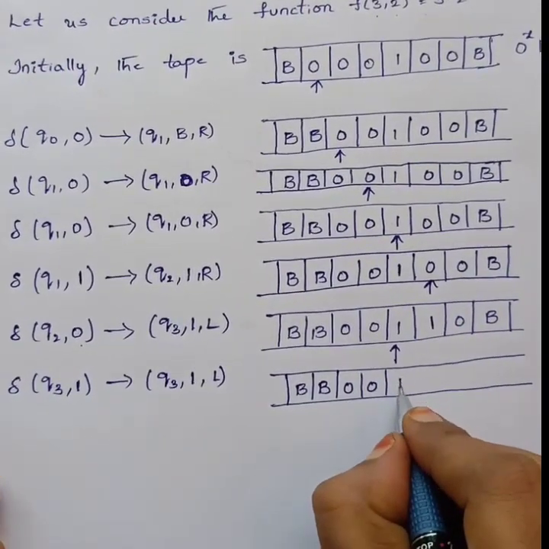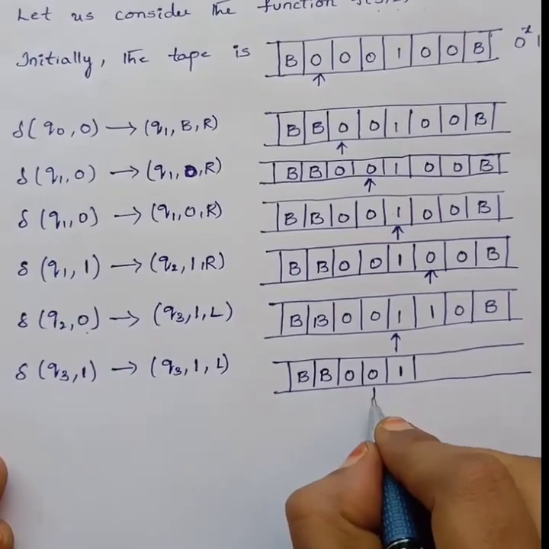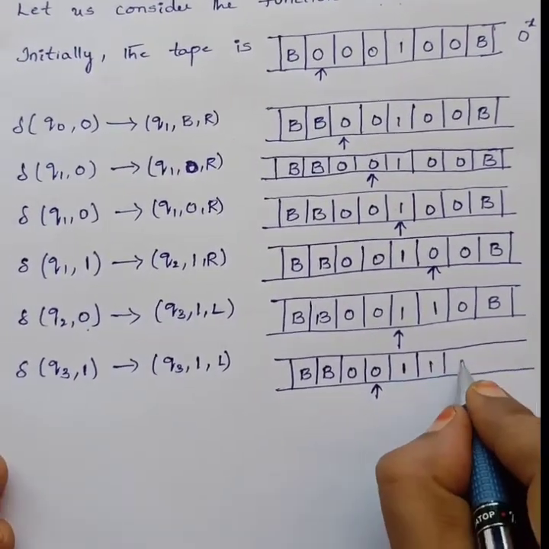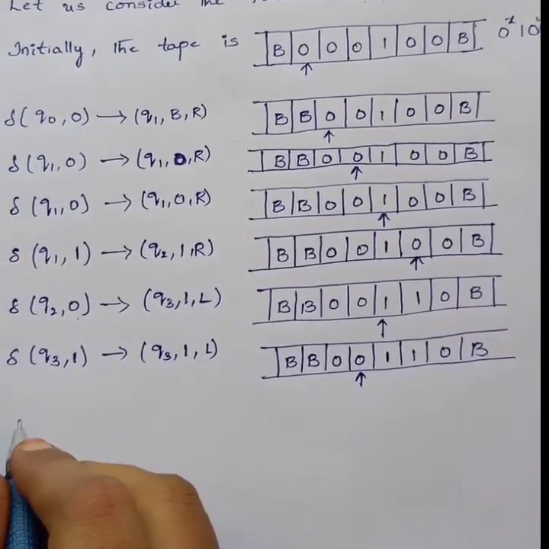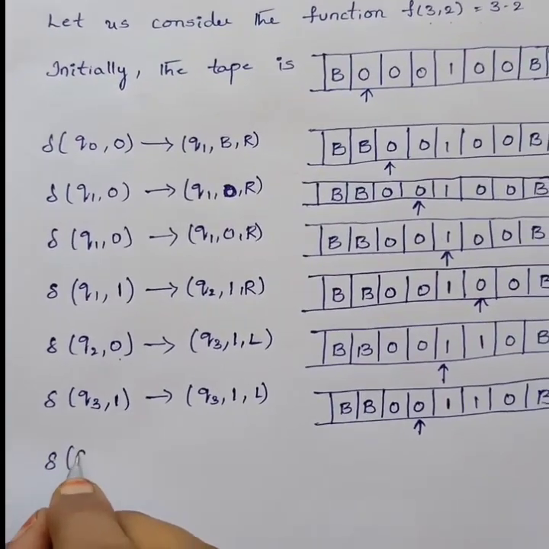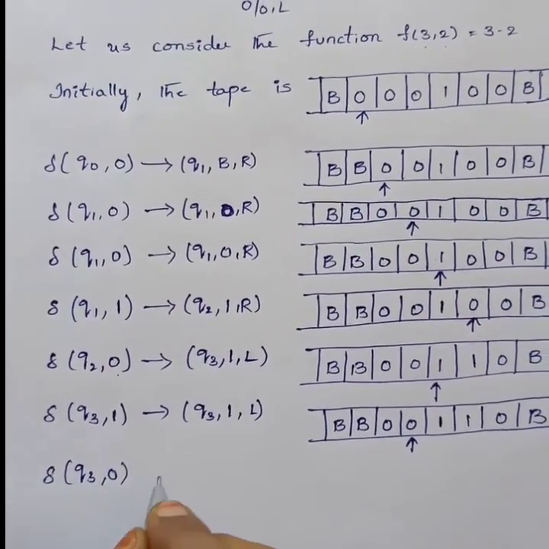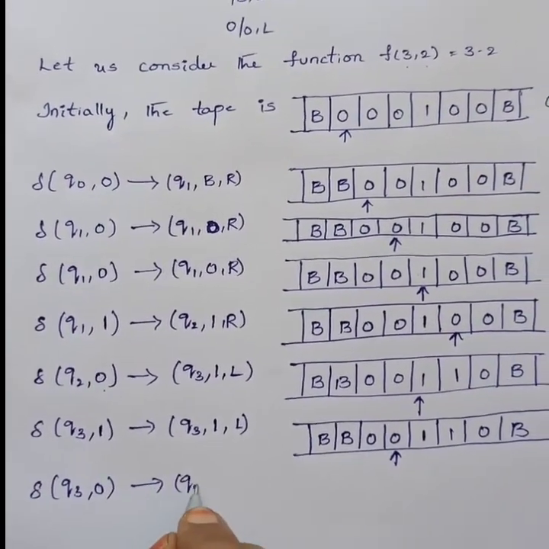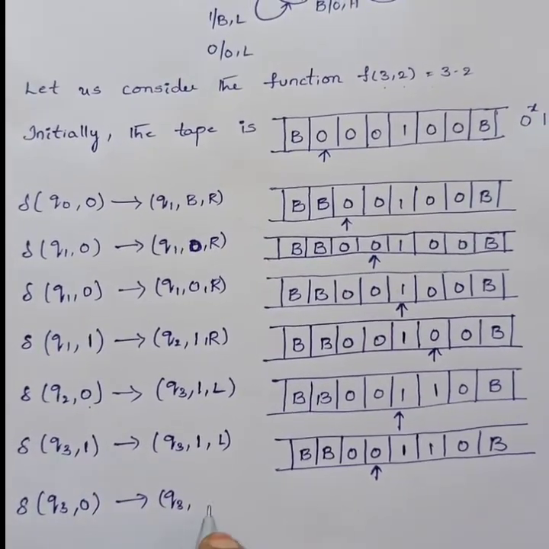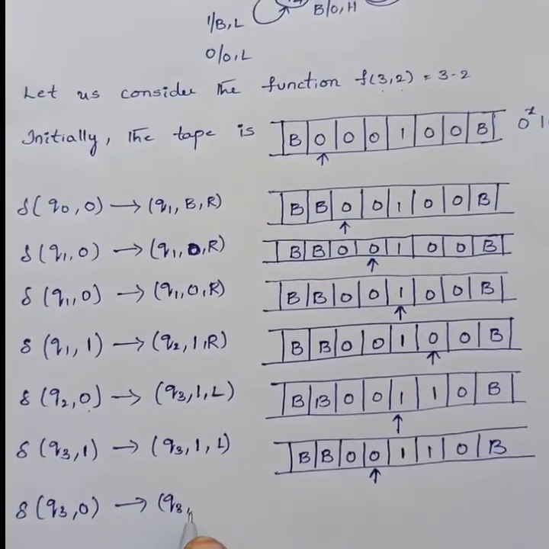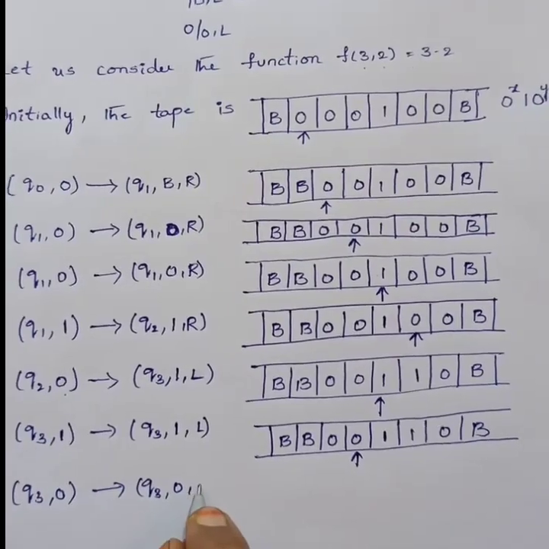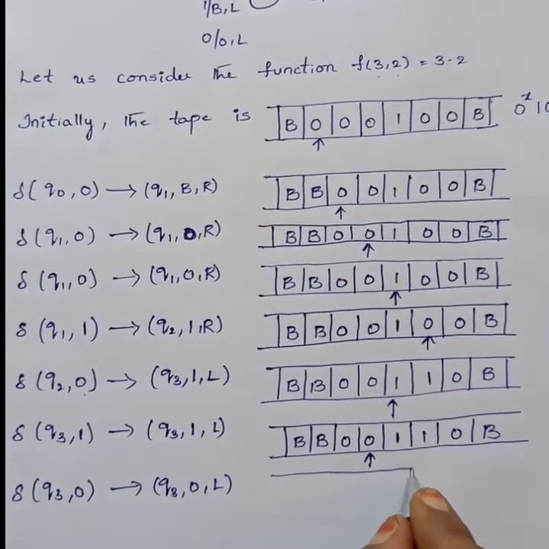So 1 is rewritten as 1 and moving to left here. Now I am in Q3 state. So now I am getting input as 0. Same. If I get 0 in Q3 state, Q3 state itself and the 0 remains the same and moving to left.